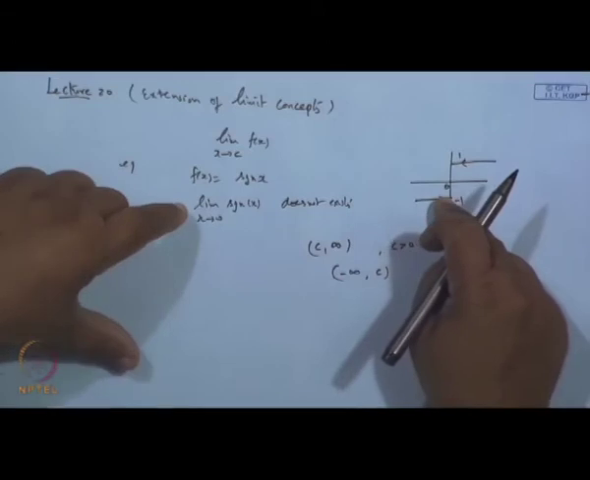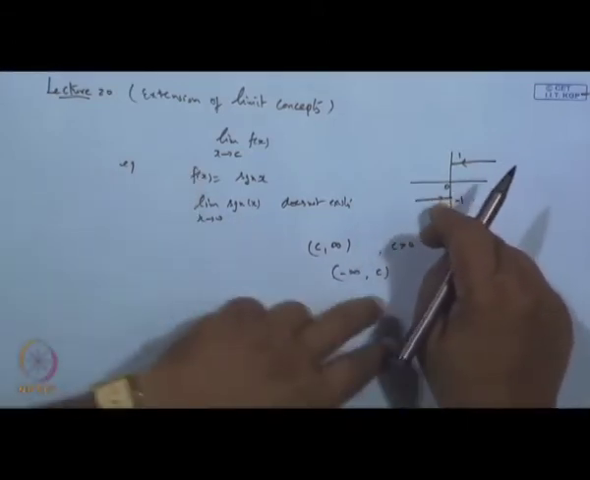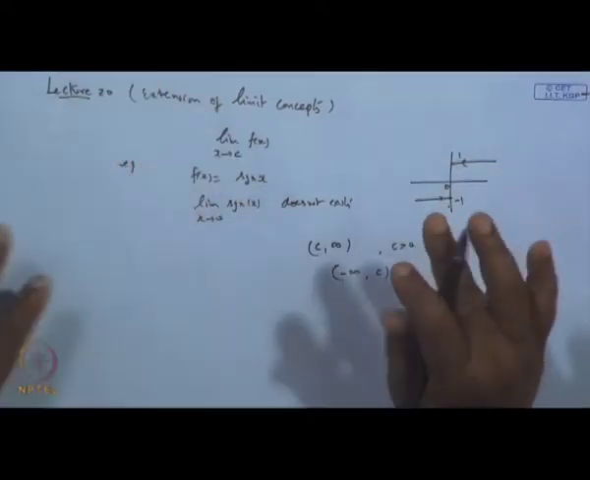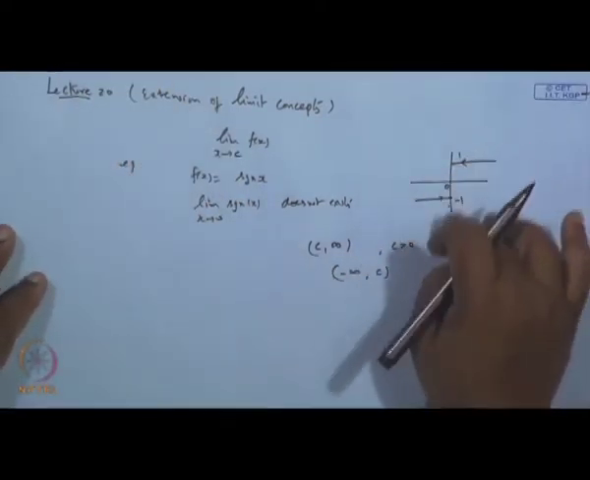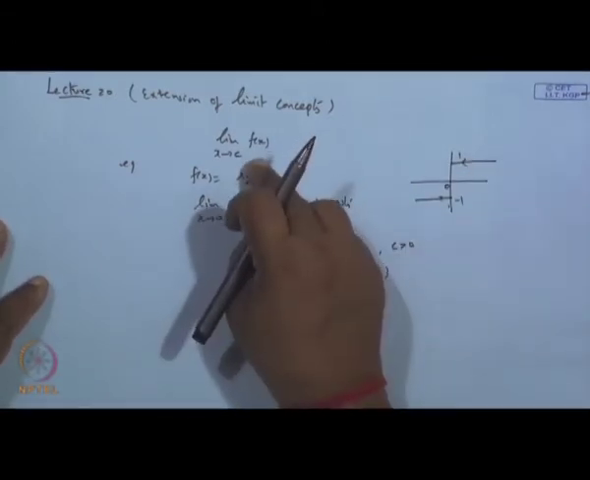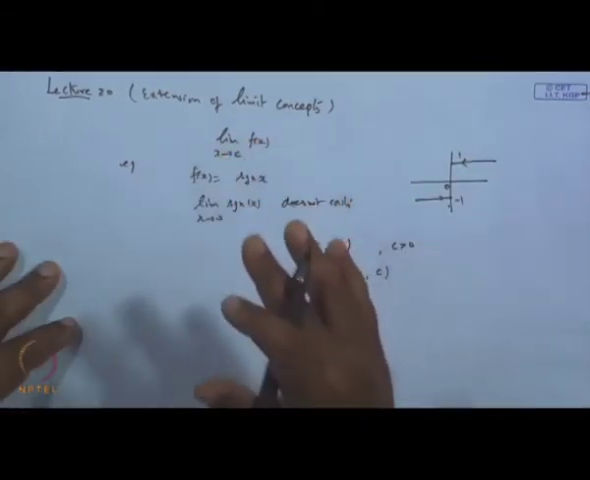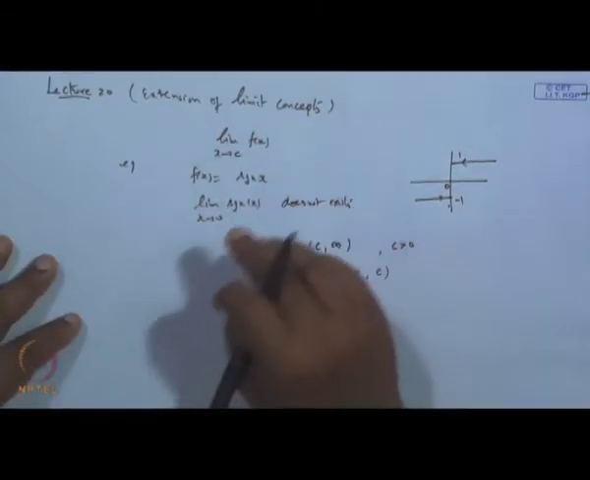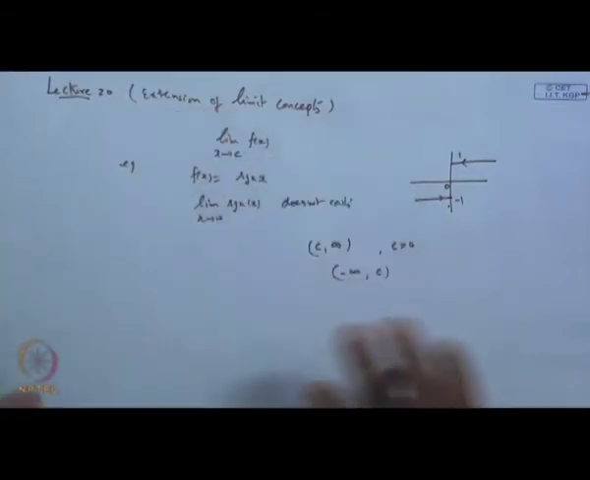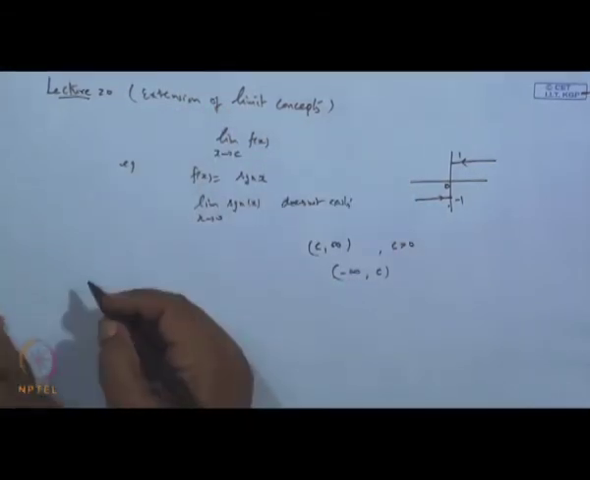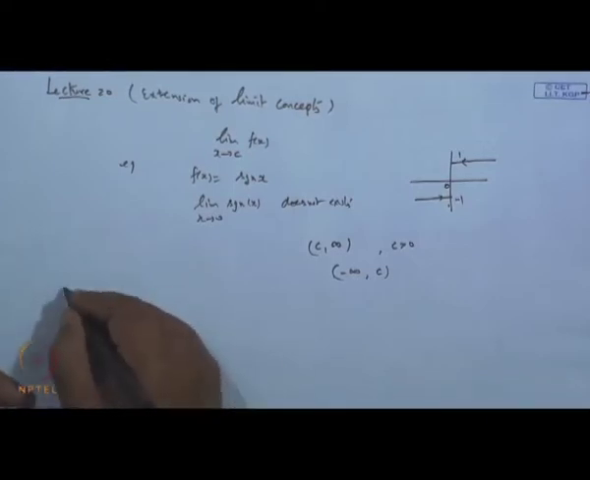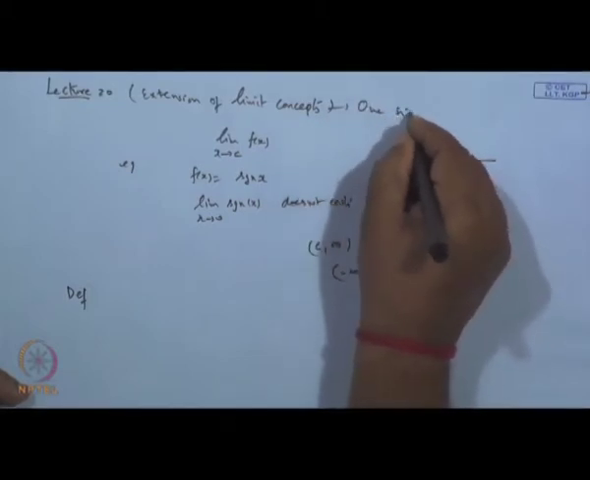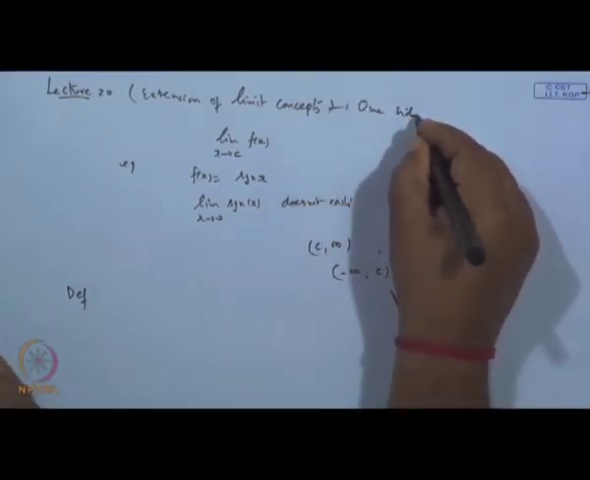When it goes from the left hand side, it is the left hand limit, and then we see if both the limits coincide, only then can we say the function has a limit in general. Otherwise, we introduce the concept of left hand and right hand limit, which is an extension of the limit concept. That is also called one sided limits.